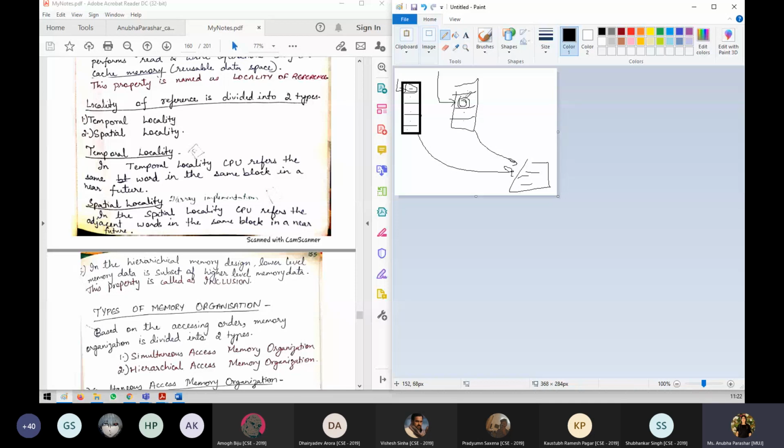Whereas in the spatial case, there is no change here, but suppose the third time it was checking here, and now the data is found somewhere here. Next time it will go and check over here whether the data is there. So likewise, that is what spatial locality means. Understood?